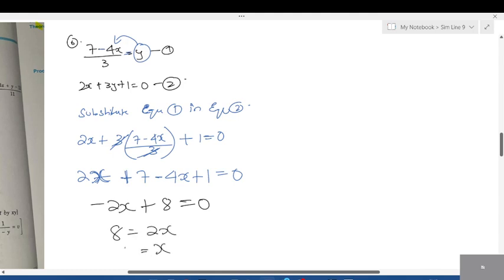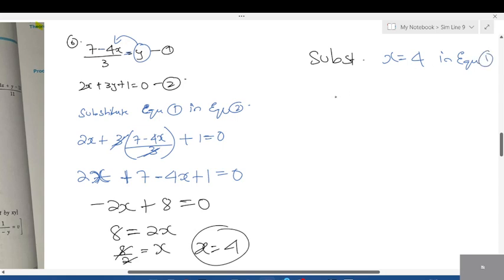What is the x value? What happens to x? 8 divided by 2, x is 4. Where will you substitute this 4? First equation or second? You can substitute in any one. Substitute x is equal to 4 in which one? In equation 1. 7 minus 4 into, what should I write?